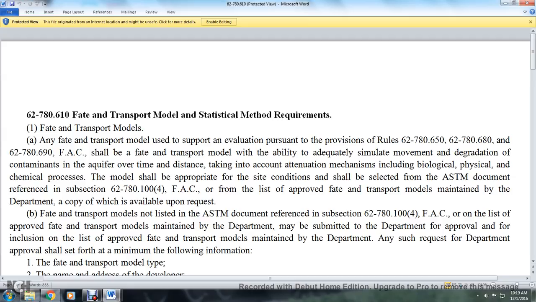Fate and transport models not listed in the American Society for Testing and Materials documentation referenced in subsection 62-780.104, or on the list of approved fate and transport models maintained by the Department, may be submitted to the Department for approval for inclusion on the list of approved fate and transport models maintained by the Department.